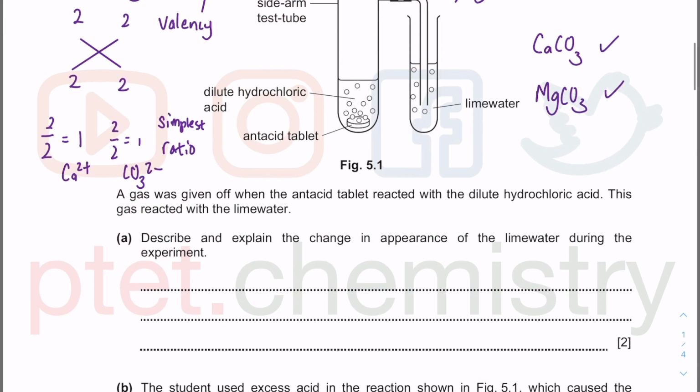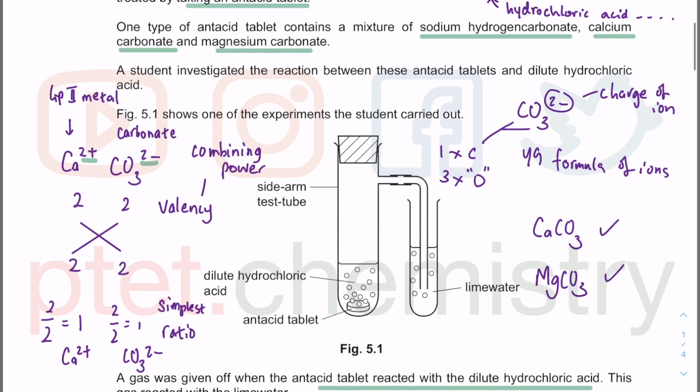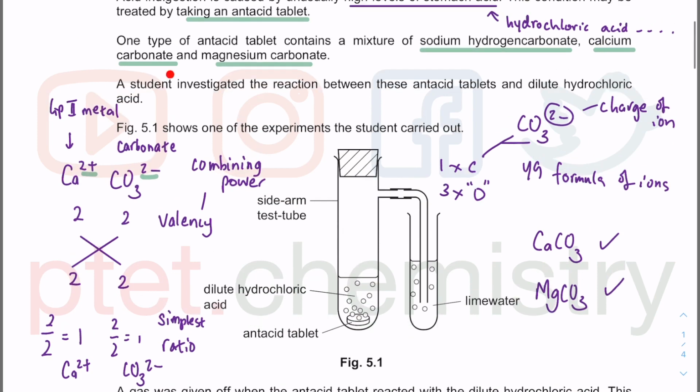You get a gas given off when you have antacid tablet reacting with the hydrochloric acid. If you think about metal carbonates, there are metal carbonates in here. There are the calcium carbonate, magnesium carbonate. In fact, this hydrogen carbonate is going to react in a similar way as the carbonate.